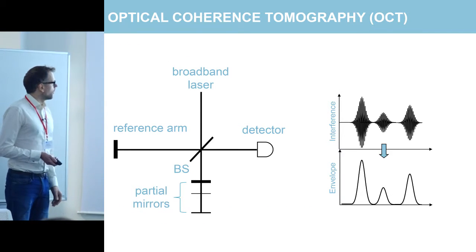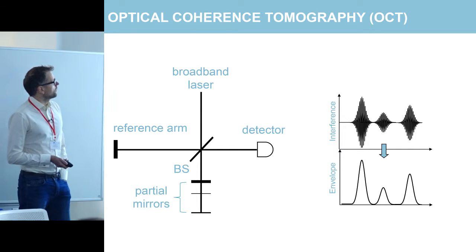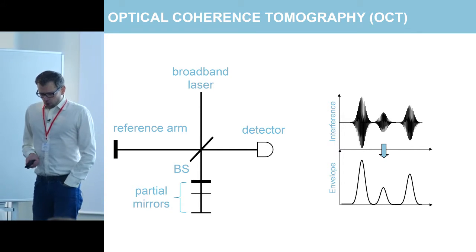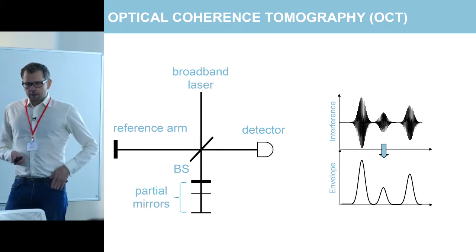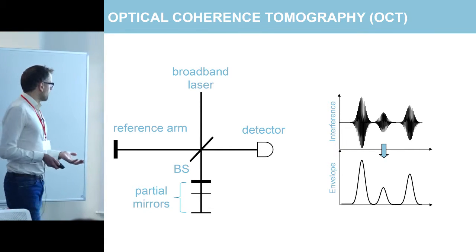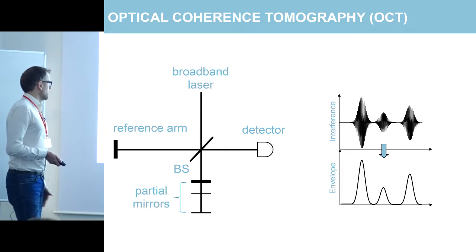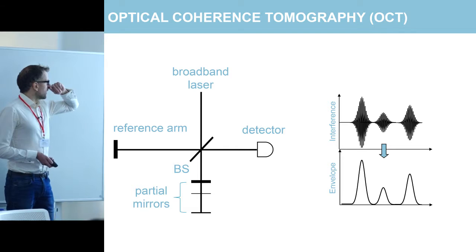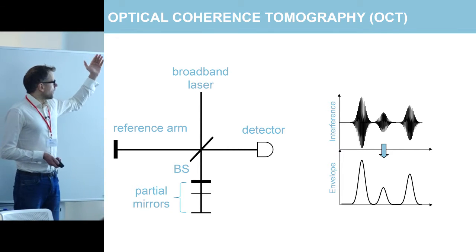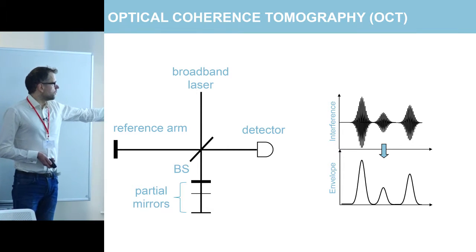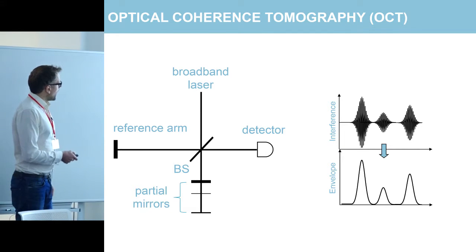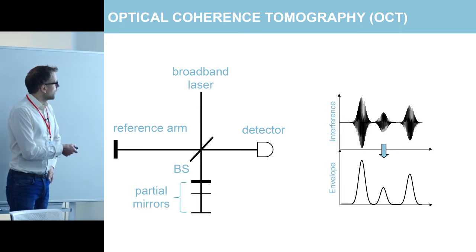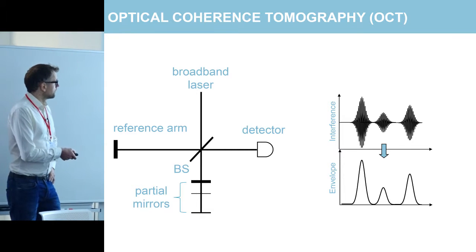Then I went on doing optical coherence tomography, and this is what I'm doing still today. So OCT is an interferometric technique. So you have a Michelson interferometer here. You have a laser, broadband laser usually. You have a sample in one of the arms. And a beam splitter splits into the two and recombines the light and sends it to the detector.